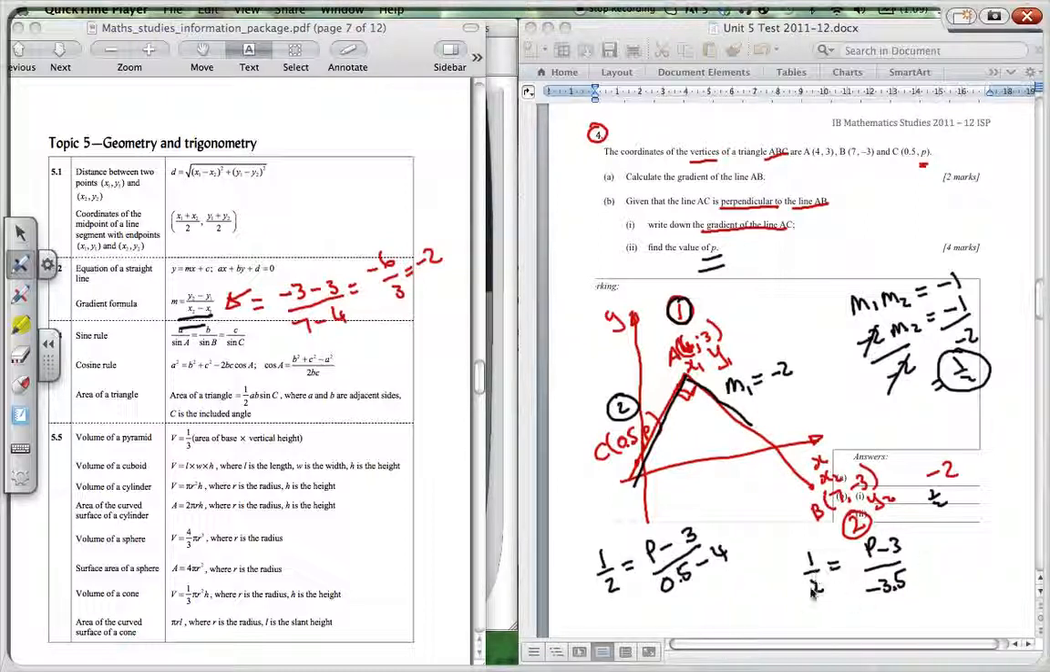So I just multiply this out. I'm going to cross multiply here. This will be 3.5 minus, 3.5 times 1/2, and that will give me what P minus 3 is equal to. That equals minus 1.75, and then I take the minus 3 over to the other side, and it becomes plus 3. So I'm going to get P is equal to 1.25. P will equal 1.25.